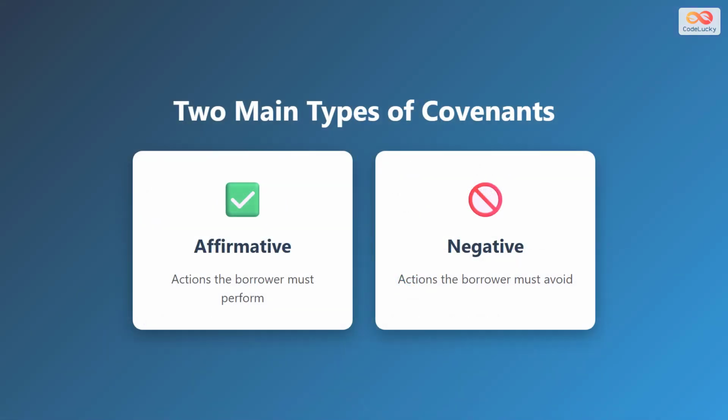Debt covenants fall into two main categories: affirmative and negative covenants. Affirmative covenants specify actions the borrower must perform, such as providing financial reports or maintaining insurance. These are positive obligations that require the borrower to do something. Negative covenants, on the other hand, specify actions the borrower must avoid, such as taking on additional debt or paying excessive dividends. These are restrictions that prevent the borrower from doing certain things. Both types work together to create a comprehensive framework for managing the lender-borrower relationship.